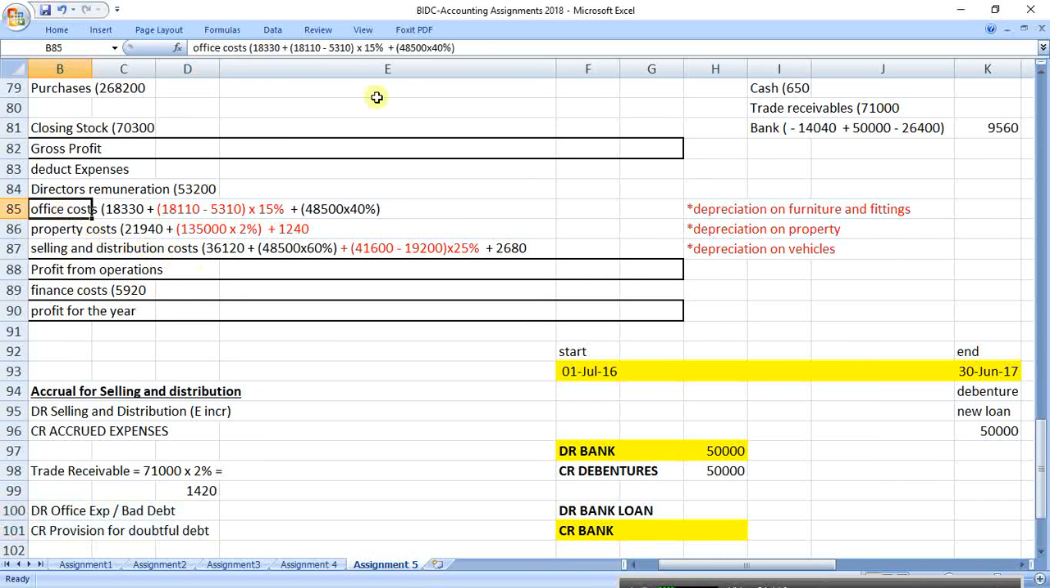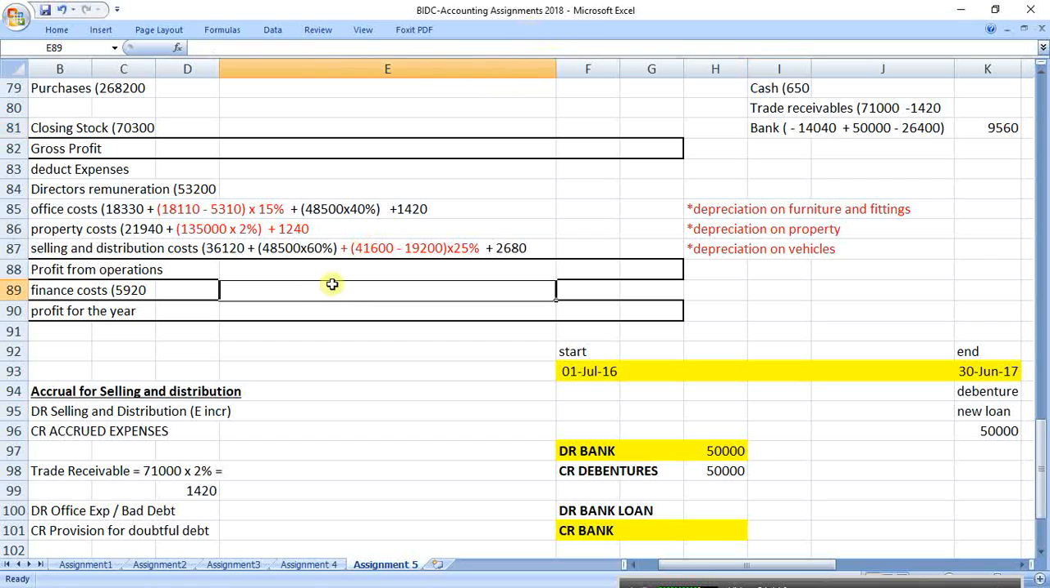So 1420 is going to go here, office expenses. They did say office expenses. So 1420 goes there, don't forget to add it to your office costs. Yeah, I did. And then minus it from the trade receivables, minus 1420. 69580. That'll work out later, I might have to adjust it again. No, it's done. Okay, great. So that was the last of the question.